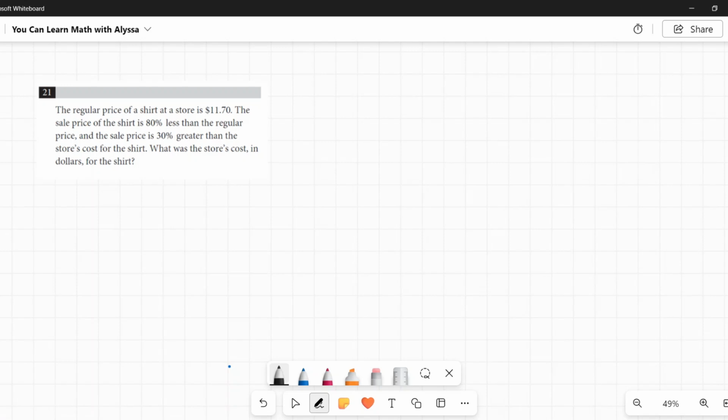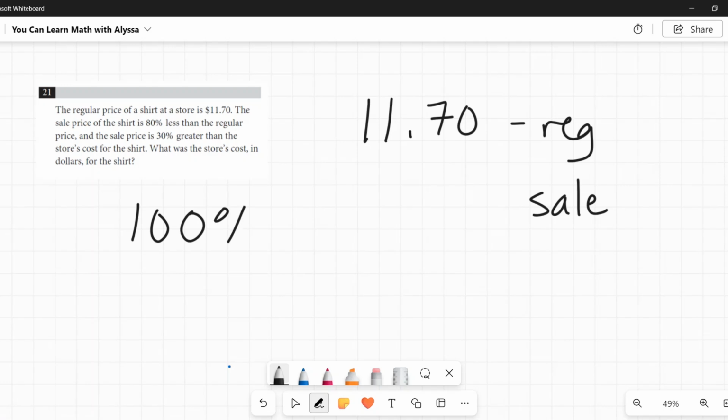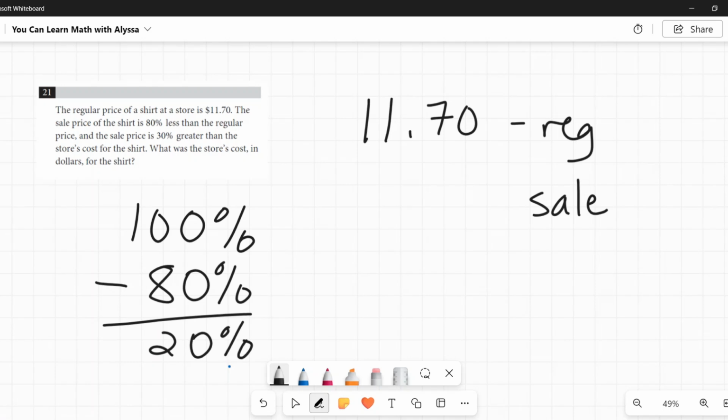When I see that the sale price is 80% less, we're starting at $11.70, and this is the regular price. The sale price is 80% less than that. So if the full amount is 100% and the sale amount is 80% less, I want to know what 20% of that regular price is, and then I'll know my sale price.